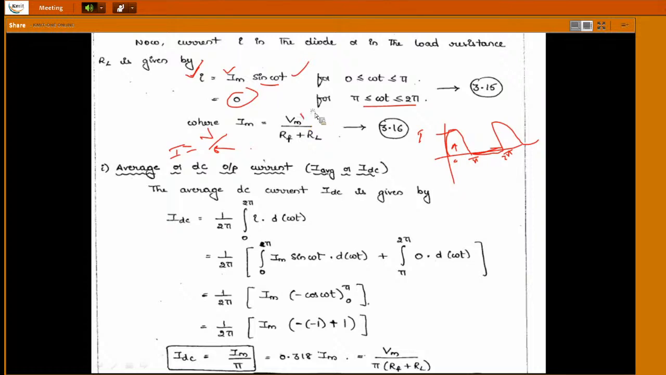V is nothing but the maximum value. We are talking about the maximum current. That is the maximum voltage by R. What is the resistance R?